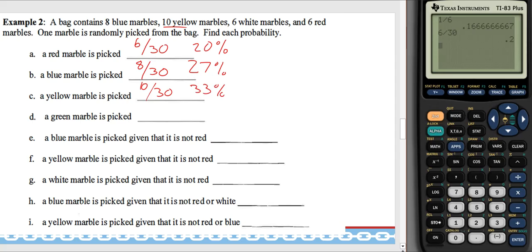And then what is the chance I pull out a green marble? Well, it doesn't even talk about green marbles. So there are no green marbles in that bag of 30 marbles, right? So not a possibility.